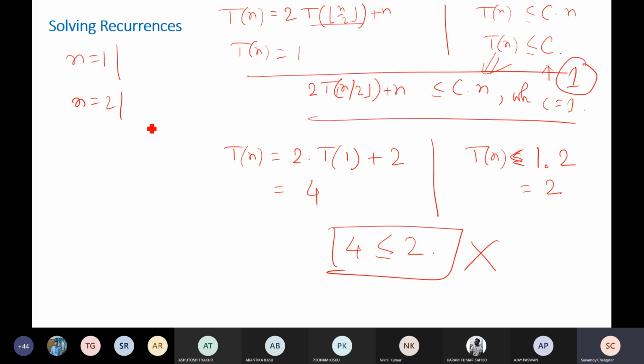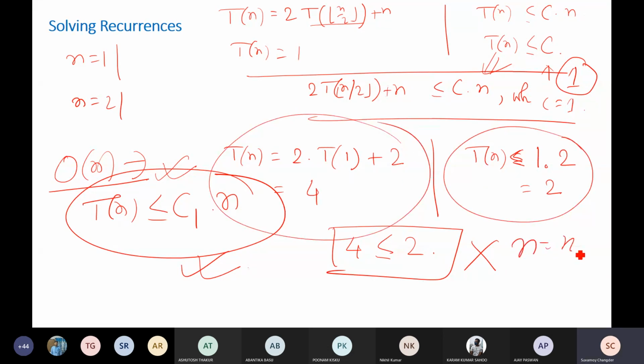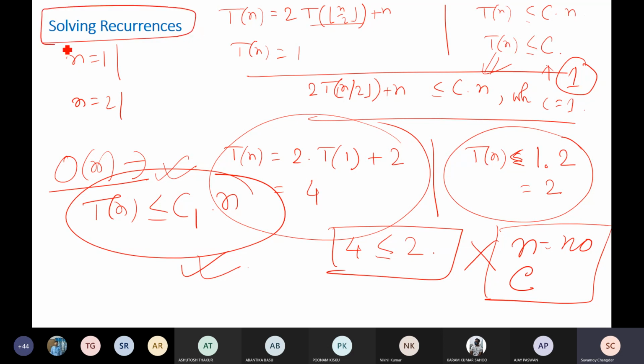Therefore, though we have proved that after substitution big O of n is T(n) less than some constant times n, this is not the correct case. Why? Because the necessary condition is okay, but the sufficient condition for finding n equals n0 and a value c is not correct. Therefore, when we have to prove whether the assumption is correct or not, we have to go for both necessary and sufficient conditions. Then only we will be able to find the correct case.